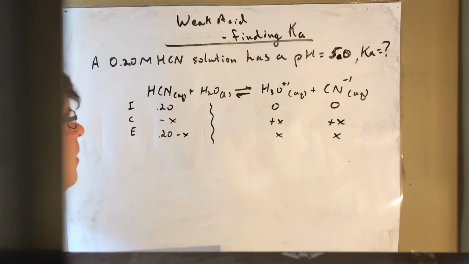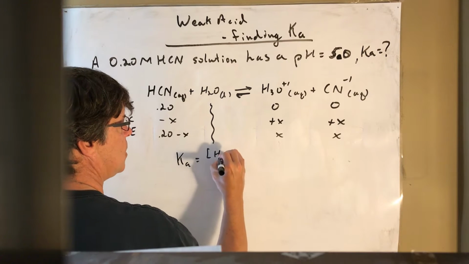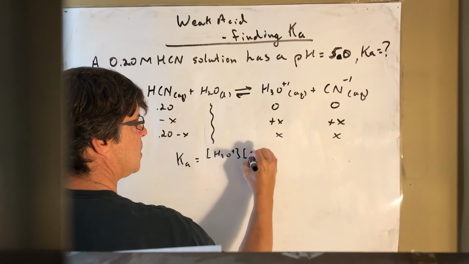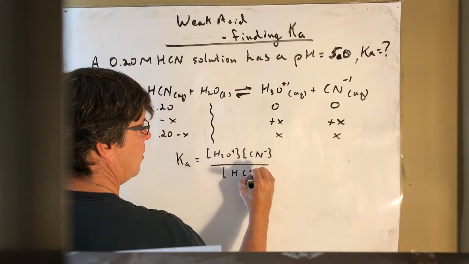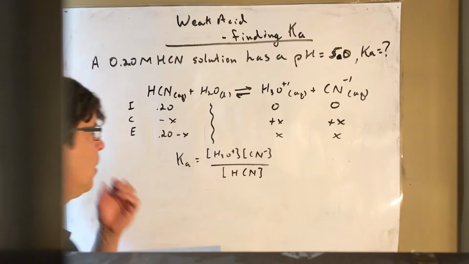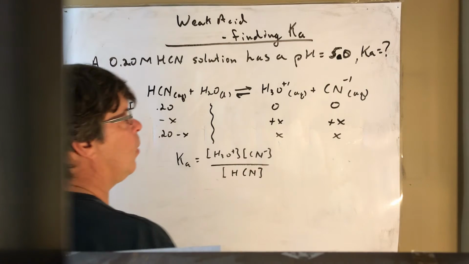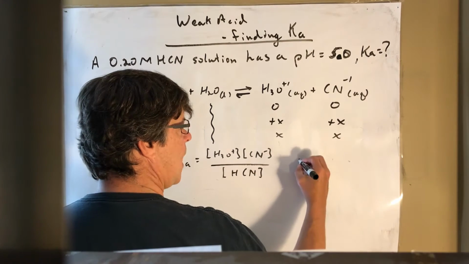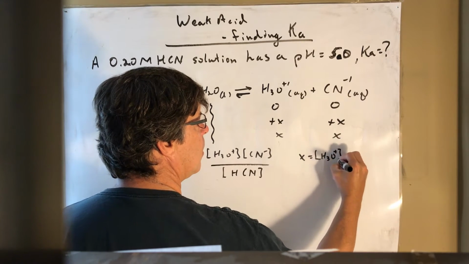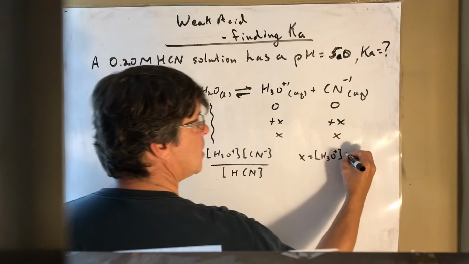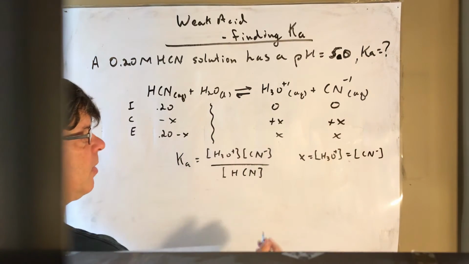All right, next step, let's write the expression. So Ka equals the concentration of hydronium ions times the concentration of cyanide ions over the concentration of HCN, all right? So what's X in this case? Yeah, so X is equal to the concentration of hydronium ions, right? And that's also equal to the concentration of cyanide ions, isn't it? Because for every one of these, we get one of these.